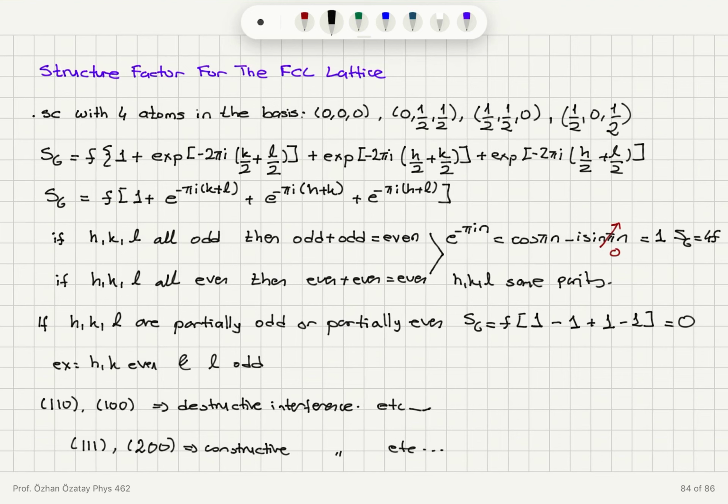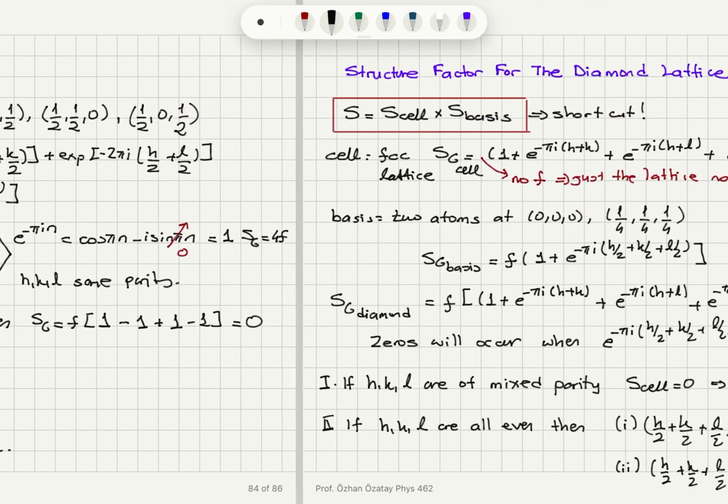We have looked at the structure factor for the FCC lattice, where we have considered the FCC lattice as a simple cubic lattice with 4 atoms in the basis, 1 at the corner, 3 at the face centers. And there we have found from this calculation that if HKL values have the same parity, then there will be constructive interference. If they have mixed parity, there will be destructive interference.